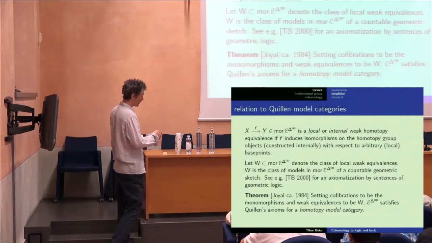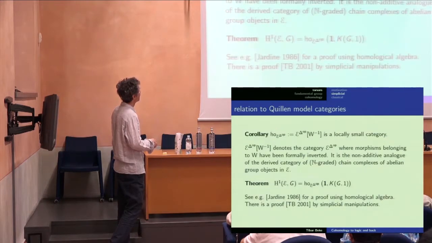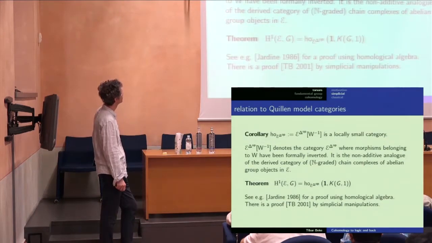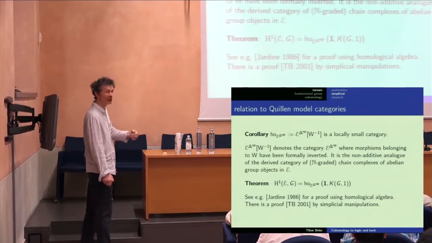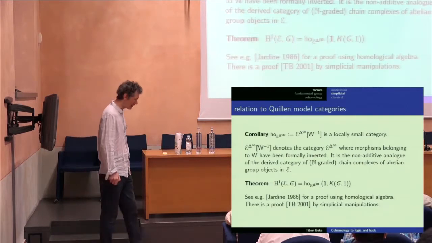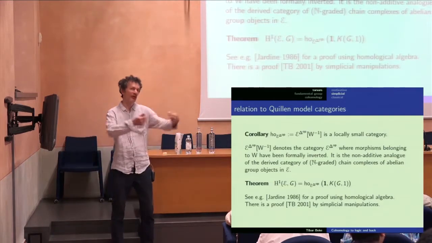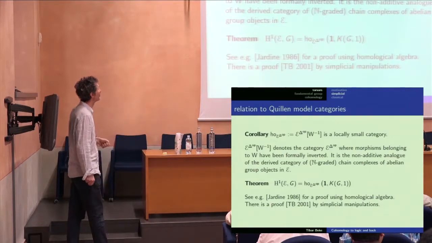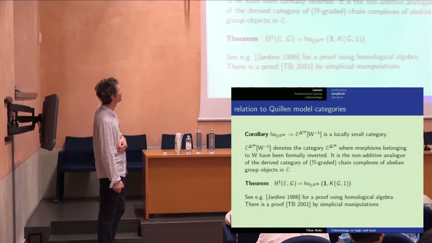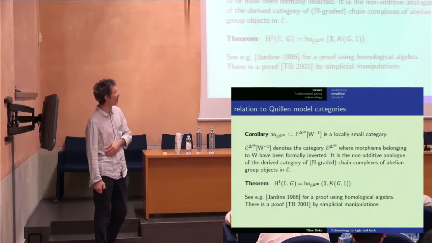And then the description that I was aiming at, so this is just my notation for taking a category and formally inverting a class of morphisms. The fact that it's a locally small category is a set theoretical statement, but you know it's got real depth. So if you know about derived categories, it's a lot of trouble to take the unbounded chain complexes and the derived category of those. In fact, Grothendieck couldn't do it for a long time. In the 1980s, it was done. So this is some kind of, you know, non-additive homological algebra.